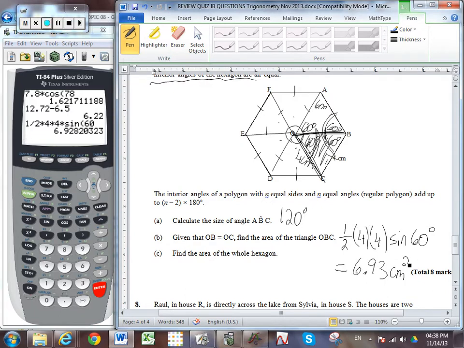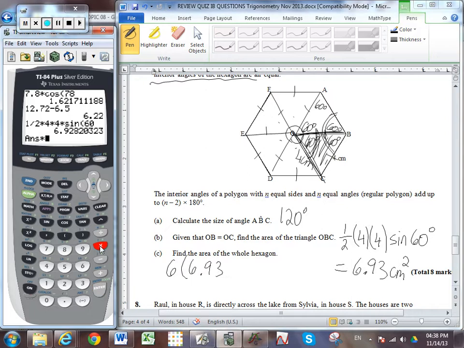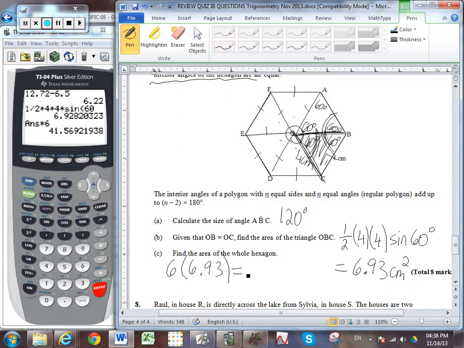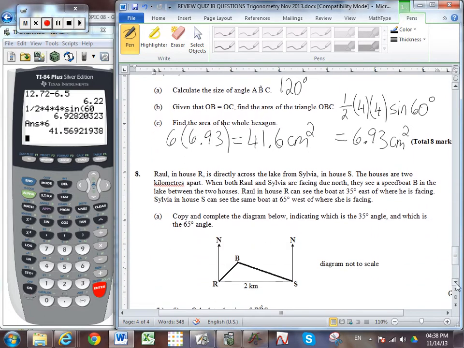And lastly, we need to find the area of the whole hexagon. Well, obviously there's 6 of these triangles, so 6 of these 6.93. In fact, I'm going to multiply my actual answer, which was more precise, by 6, and I get 41.6 centimeters squared when I round to 3 significant figures. And the last problem you've been assigned is number 8.